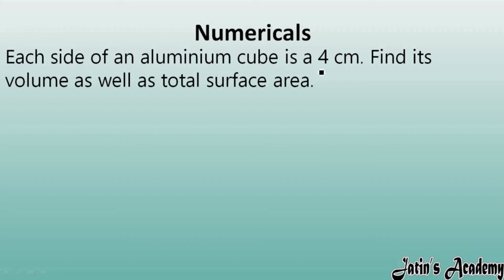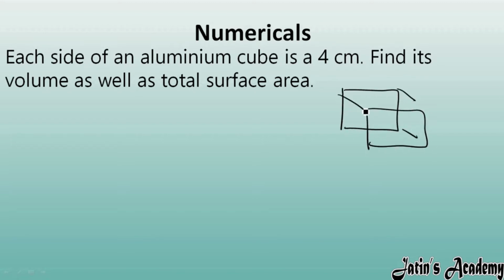The side of an aluminium cube is 4 centimeter. So here I have one aluminium cube and the side of the aluminium cube is 4 centimeter. Find its volume as well as total surface area. So here I am going to find the volume as well as the total surface area of this cube.